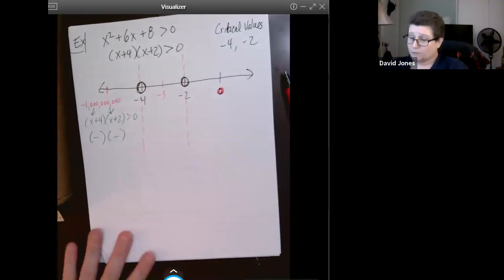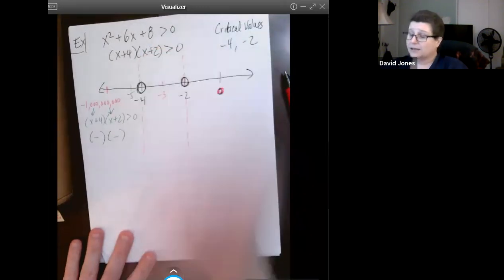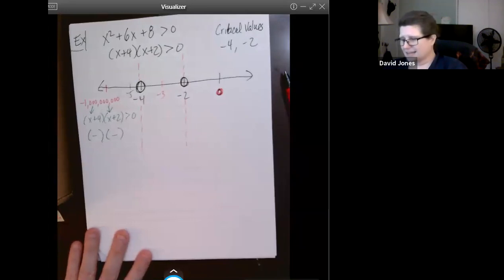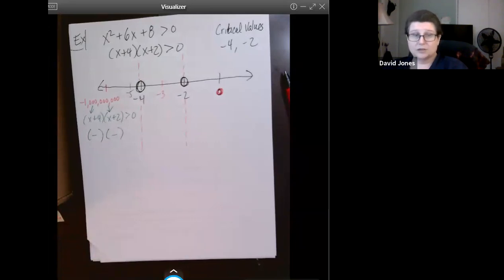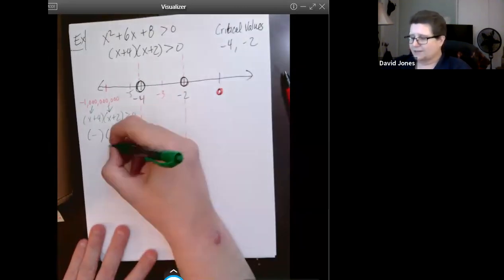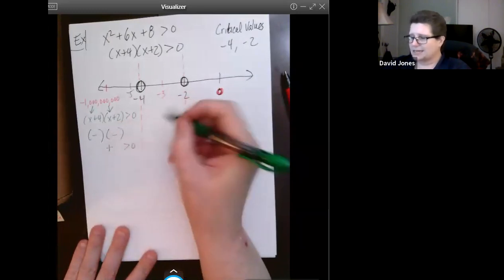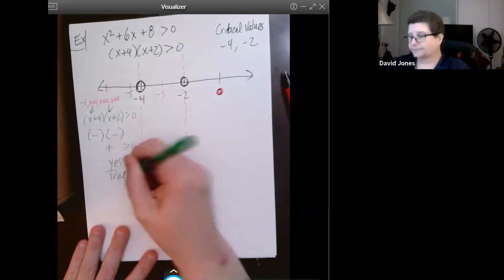I could use -5 if I wanted. That makes it easy. But using a negative number that's really big makes it really clear. The -billion is way bigger than 4 or 2, so adding them together is going to end up with a negative number. Negative times a negative is a positive. Positive is greater than 0. This is a yes zone, or true.